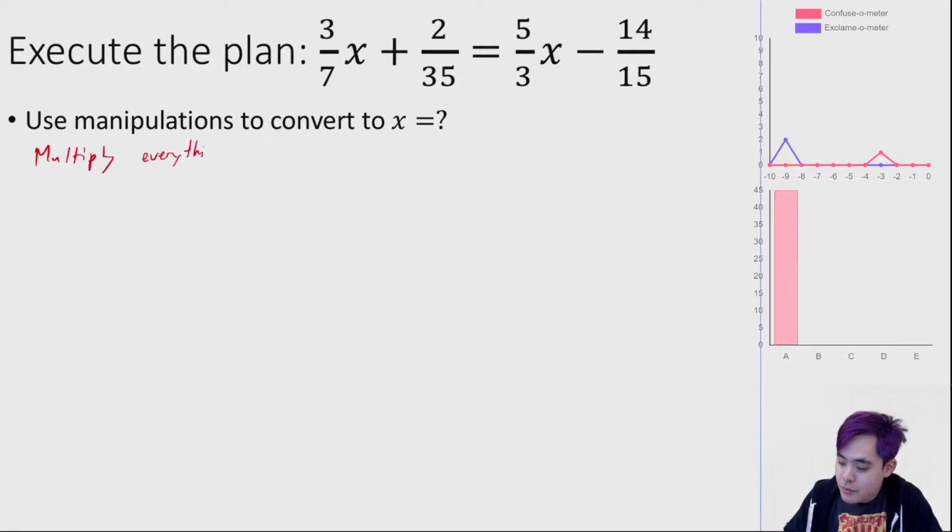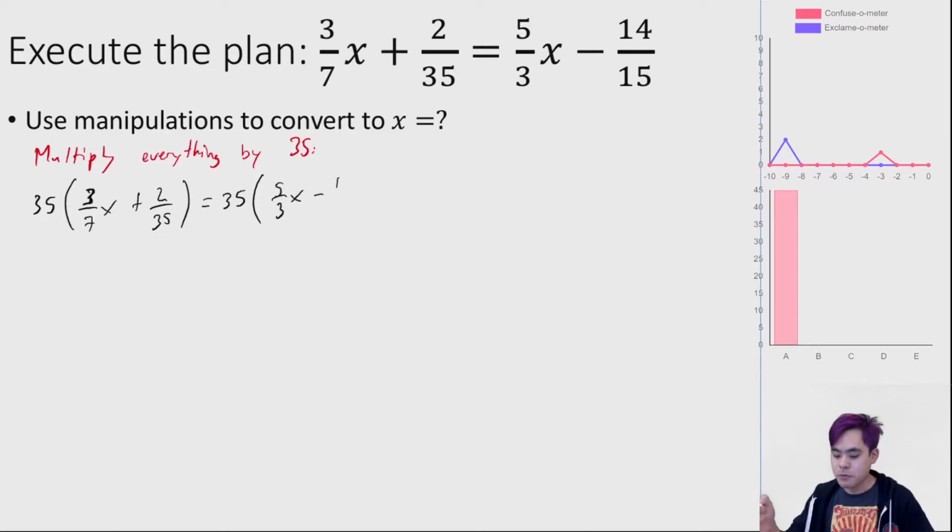By 35. And so what do we get? Well, that's 30. By everything, we mean both sides. Do the same thing to both sides. 35 times 3. I'm going to write out a number of the steps. 3/7 x plus 2 over 35 is equal to 35 times 5 over 3x minus 14 over 15. Okay, so easy enough, right?